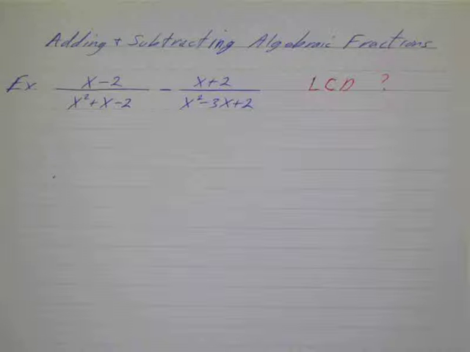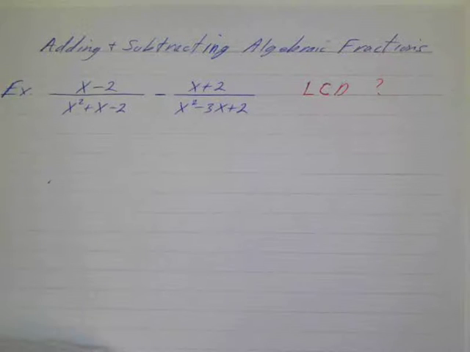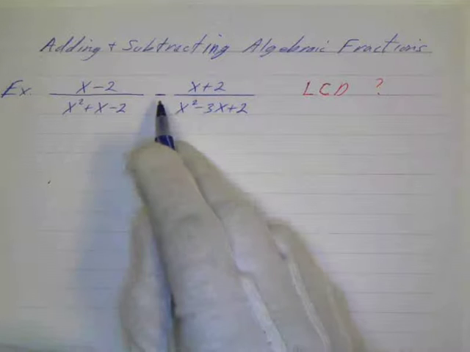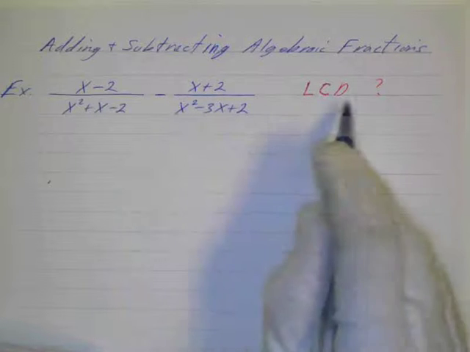Okay, here's an example of adding or subtracting algebraic fractions, and this will actually be a subtraction problem because it's probably one of the more challenging types, because you have to be careful with leading negative signs on polynomials, so we'll talk about that shortly. So if we want to subtract these two fractions, we always have to find a least common denominator.